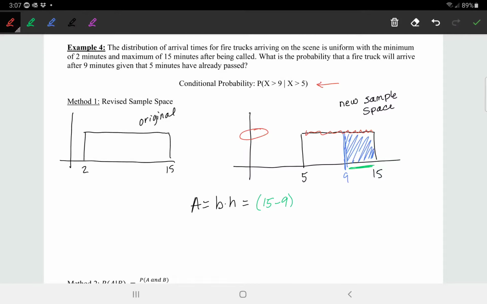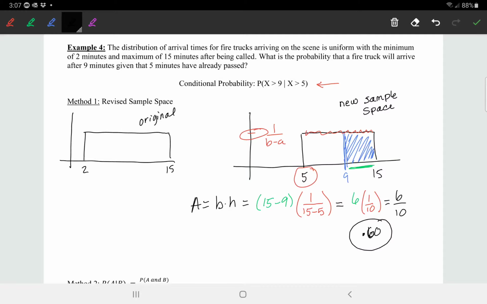This value of y here is 1 over b minus a. So in our case, b is still 15, but a, instead of starting at 2 now, is starting at 5. So when we do this, 15 minus 9 is 6, and 1 over 15 minus 5 is 1/10. So that's 6/10, or 0.6, or a 60% chance. Okay, so this is the new probability. And that's how you do it using the revised sample space.